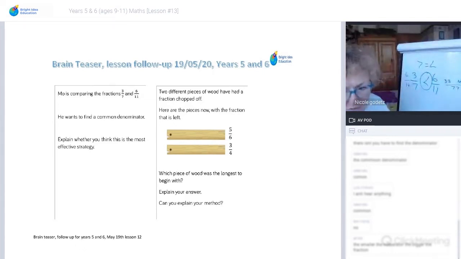Well, the smaller the numerator, the bigger the fraction. The smaller the denominator, the bigger the fraction, not the numerator. The denominator tells you how many groups a fraction has been split into. The numerator tells you how many of those groups you've got.